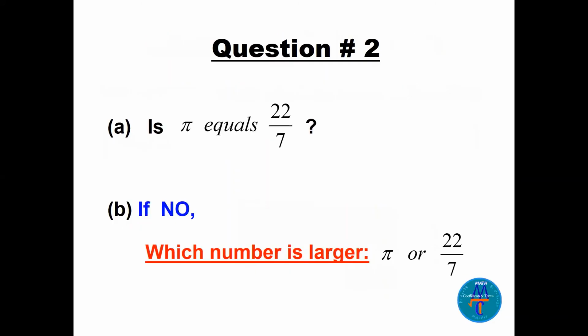Let's see question 2. So simple, so easy, you can answer directly. Is pi equal to 22/7? Many students will say yes. And in part B, if the answer is no, which number is larger? I think the answer is no. Is pi equal to 22/7? No. They are approximately equal. They are very close to each other, but they are not equal.